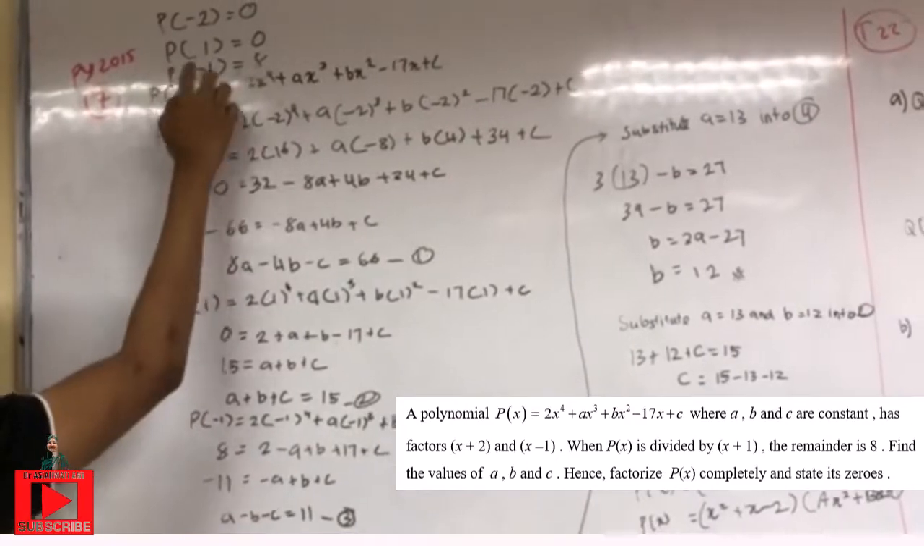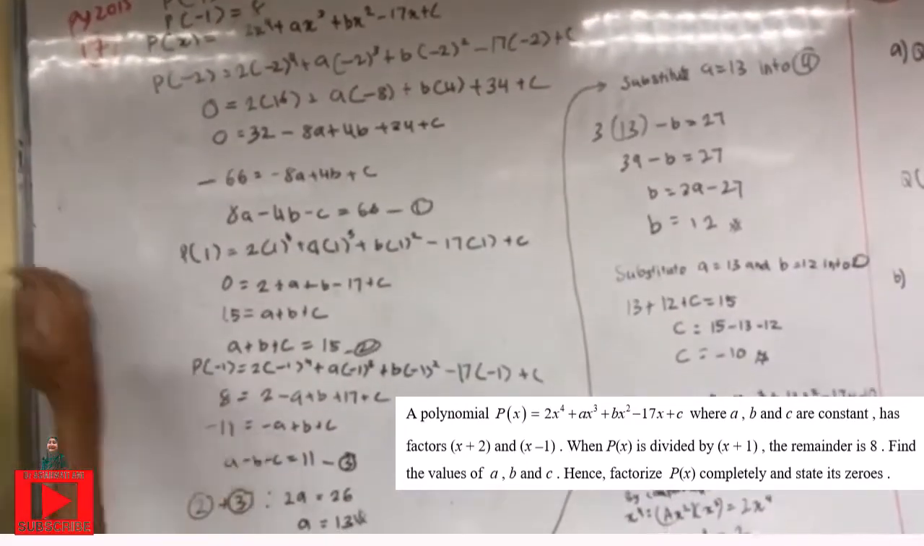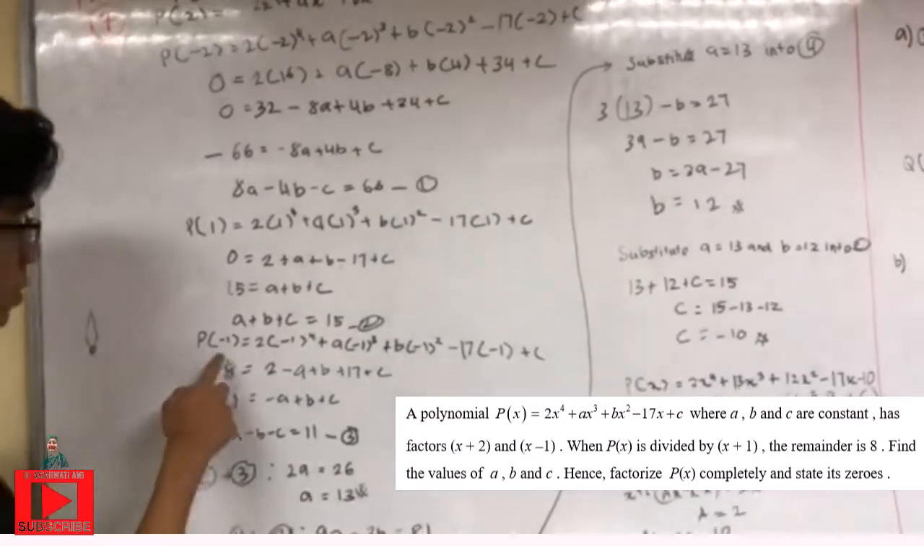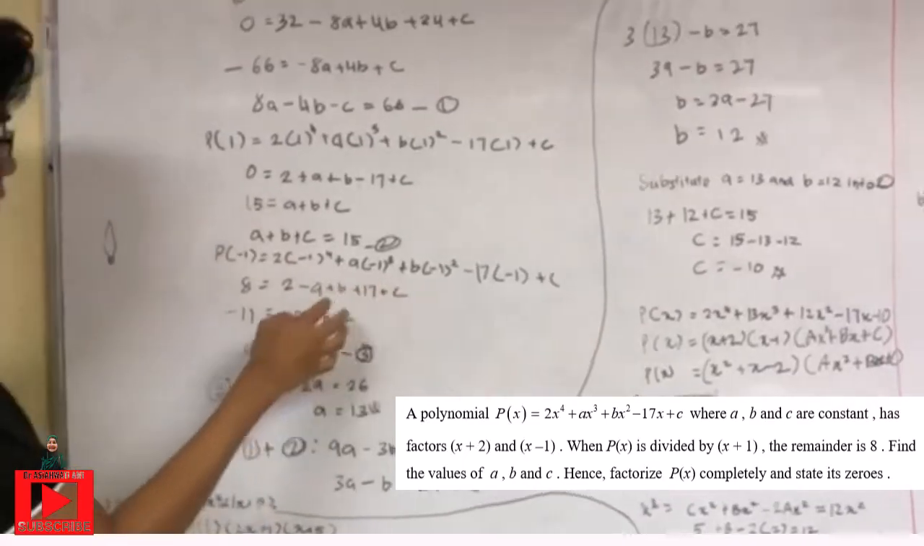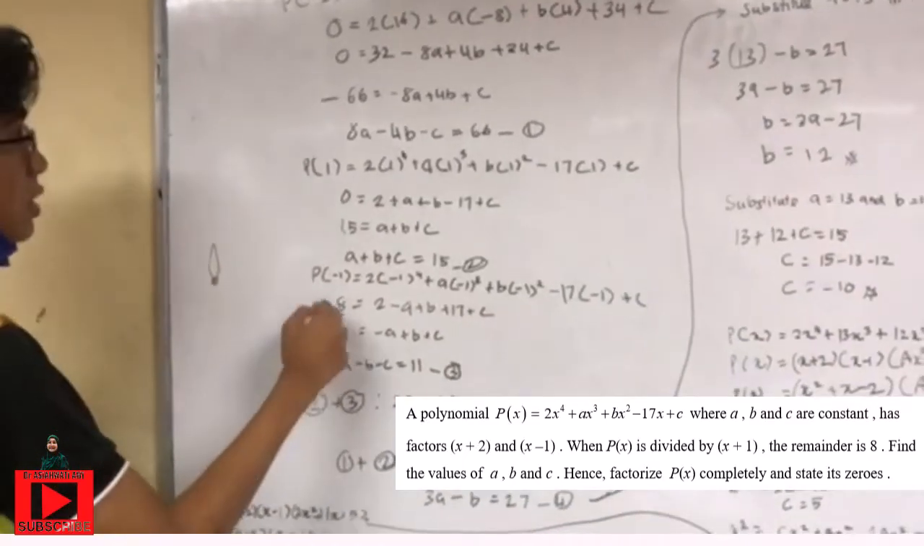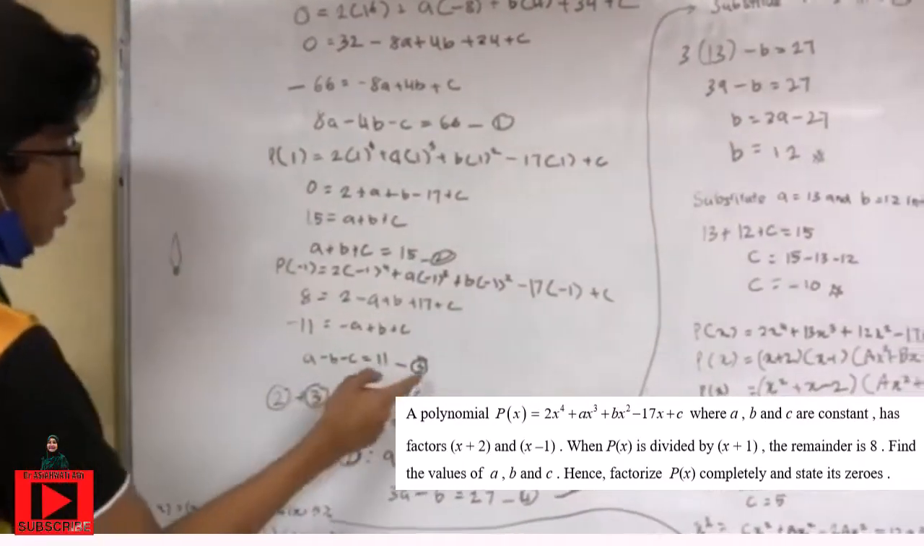Yang third punya value ni kan, kita kena letak remainder dia 8. Sebab dalam soalan tu dia kata remainder dia 8 kan. Kita ganti je belah X tu dengan negative 1. Yang belah left hand side tu kita ganti dengan 8 je. So kita ubah-ubah semua, kita dapat third equation.